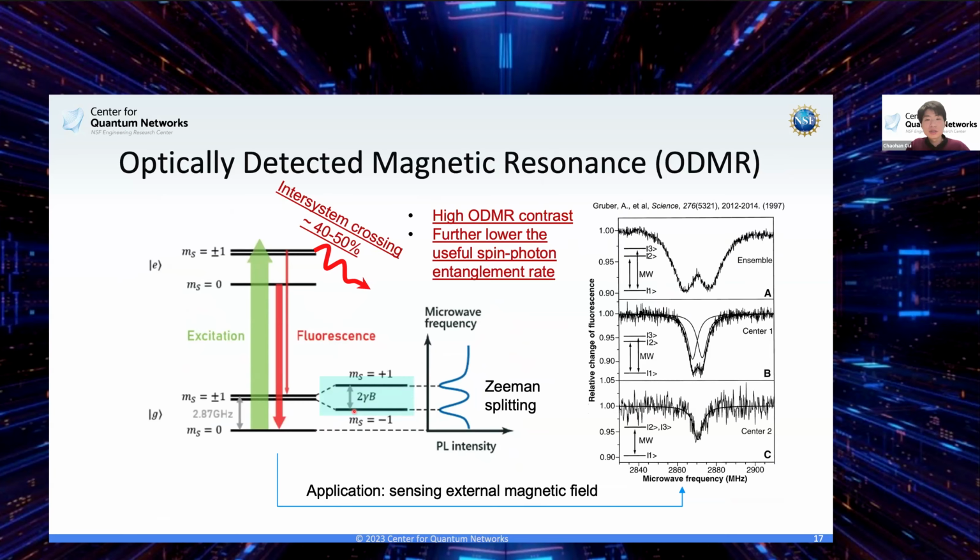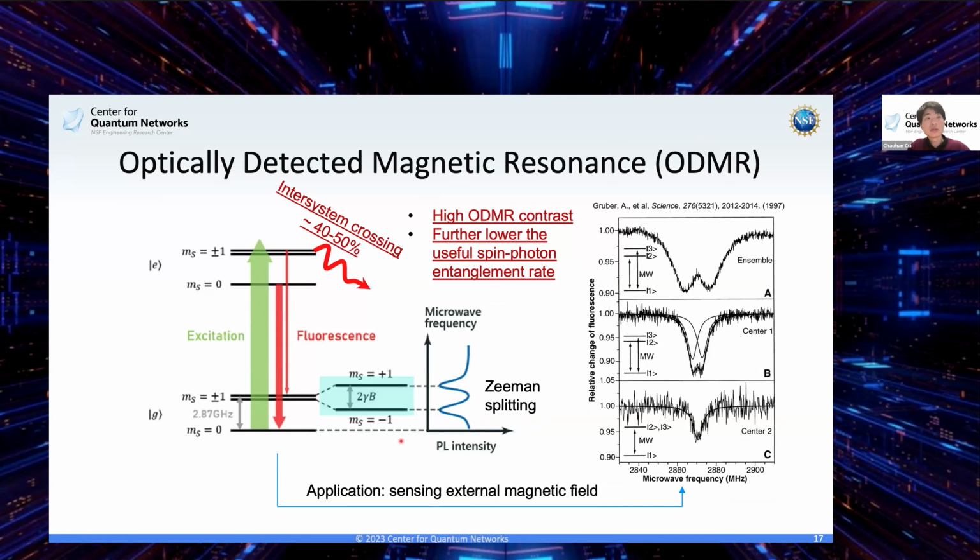And the photon, another concept here is the optically detected magnetic resonance, also called ODMR. I want to use this to describe the intersystem crossing. Optically detected magnetic resonance is the way of using the nitrogen vacancy center in diamond to sense an external magnetic field through Zeeman splitting.